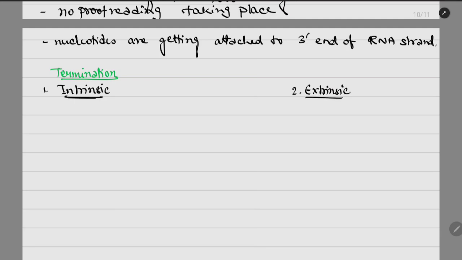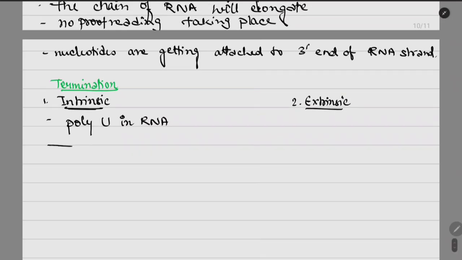So in intrinsic termination there can be some signals like polyuracil in RNA. Polyuracil means after the formation of mRNA there are many U's in a row, and it helps in ending the transcription process. And also the GC terminal, it's more like a hairpin structure. Okay, these two mainly take place in the intrinsic factors for termination.